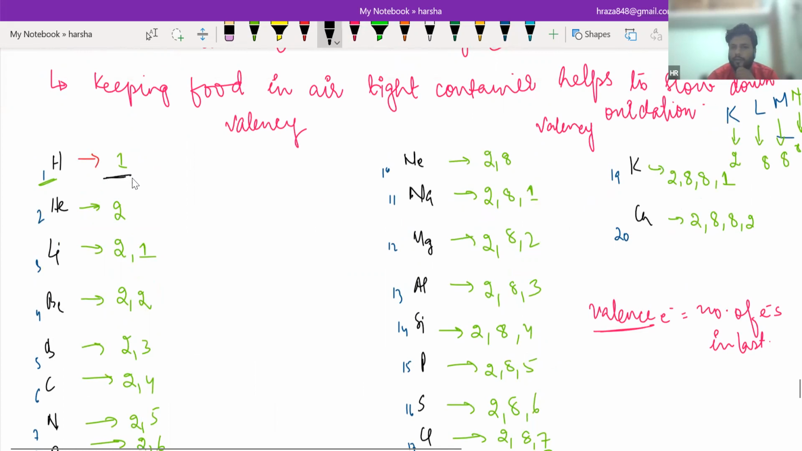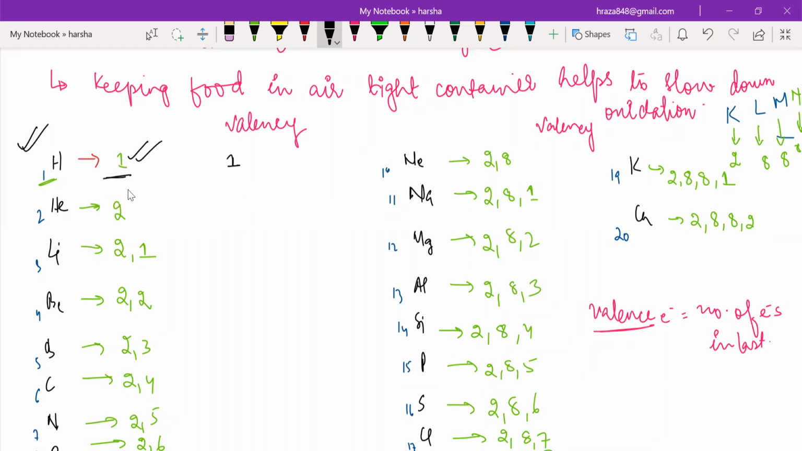Now see. What is the valency of hydrogen? As I already told you, if valence electron is 1, 2, 3, 4, the valency will be as it is, because this is the last shell. Yes or no? Yes, sir.